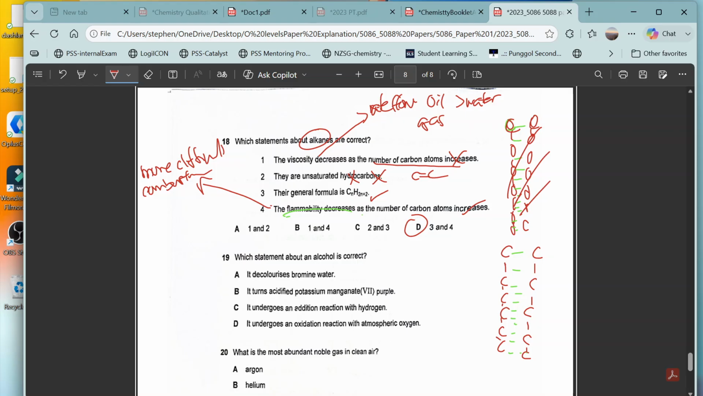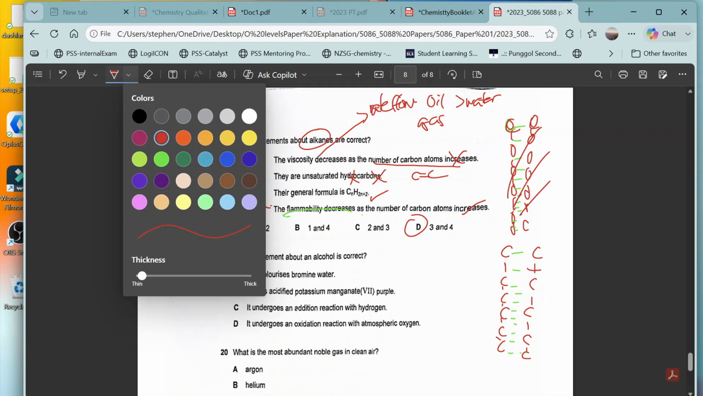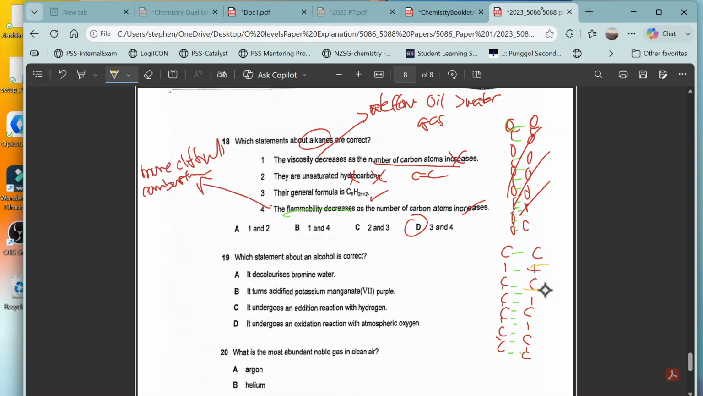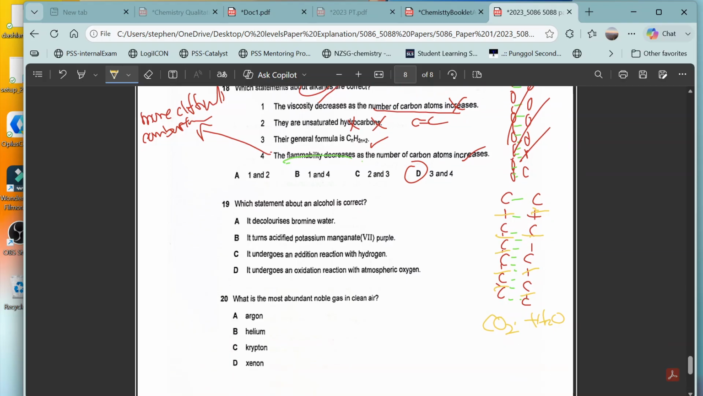But why, you ask me, how come it decreases? Because you can see as there's more carbon, you need to let me use the color. You need to separate all the carbon. Why do you need to separate? Because when you burn something, what do you get? Carbon dioxide and water. In order to get carbon dioxide and water, this carbon has to be separated first. Then you combine oxygen to give you carbon dioxide and then of course water. So flammability will decrease if the number of carbon atoms increases.